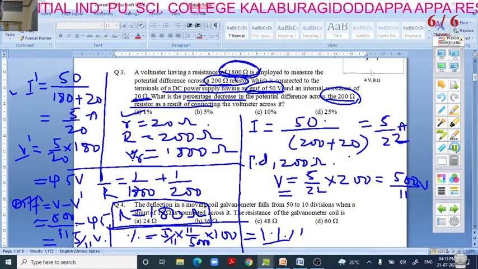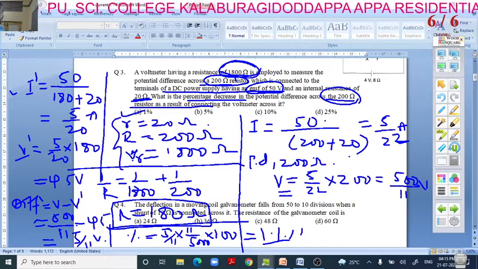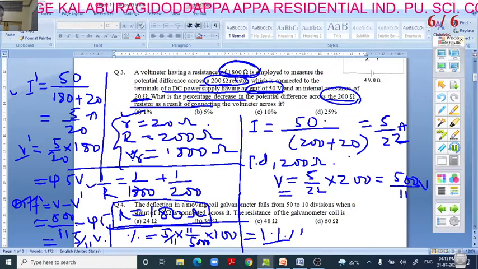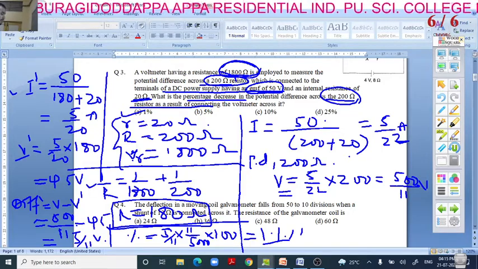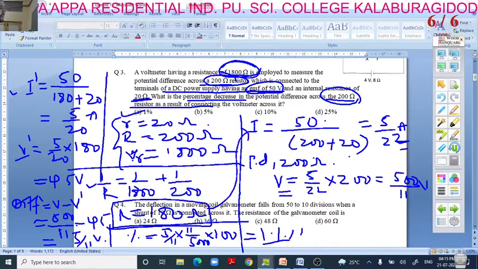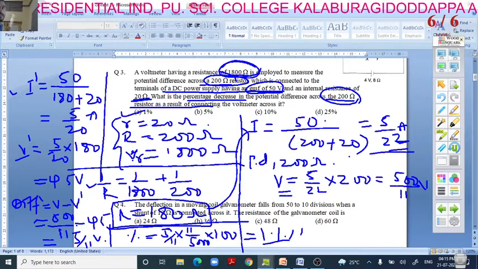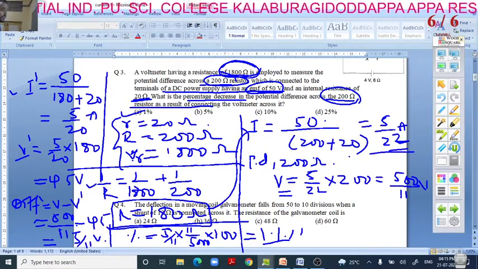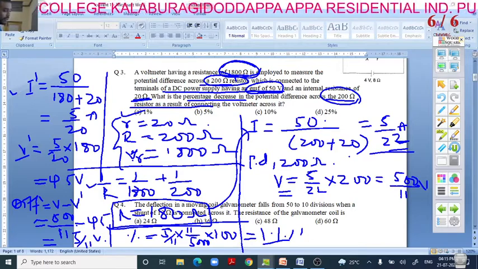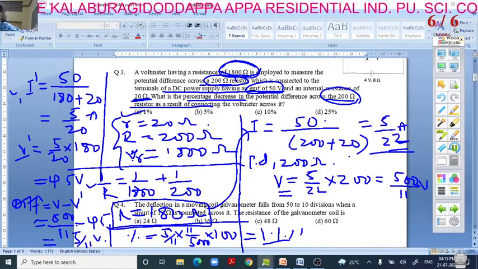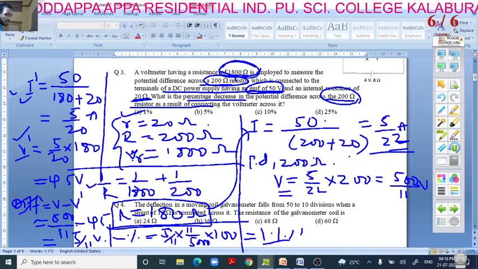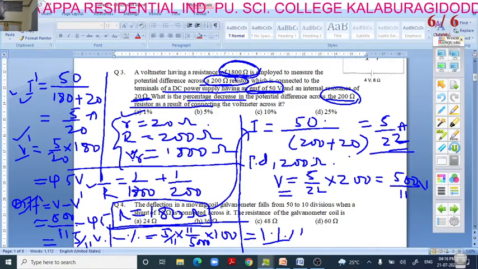What we have done: we wrote the given data and first found the effective resistance, R equal to 180 ohm. After this, the current: 5 by 22 before connecting the voltmeter. Then the potential difference V, 500 by 11 before connecting. After connecting, we got the current and potential, then the potential difference, and finally the percentage. So this is the procedure.